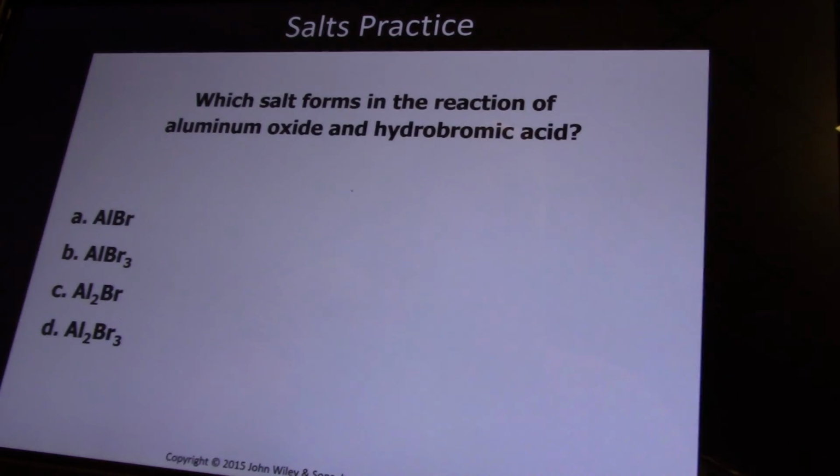Which salt forms in the reaction of aluminum oxide and hydrobromic acid?